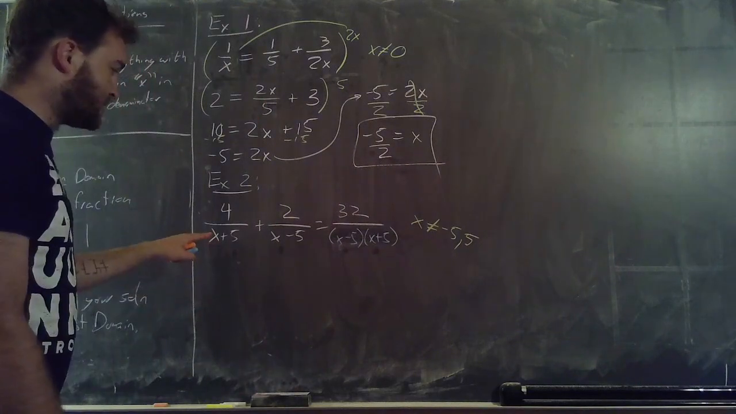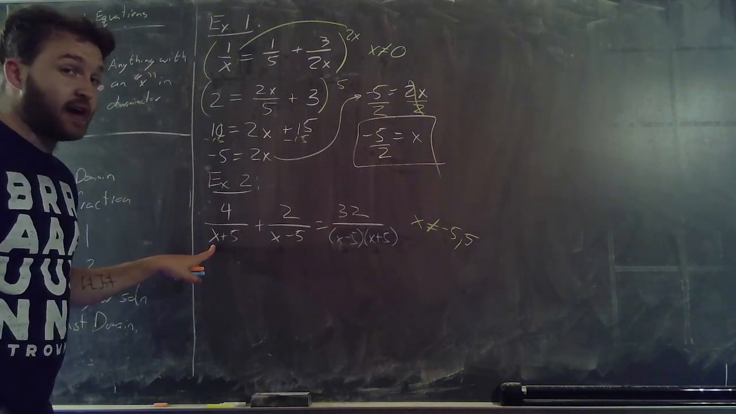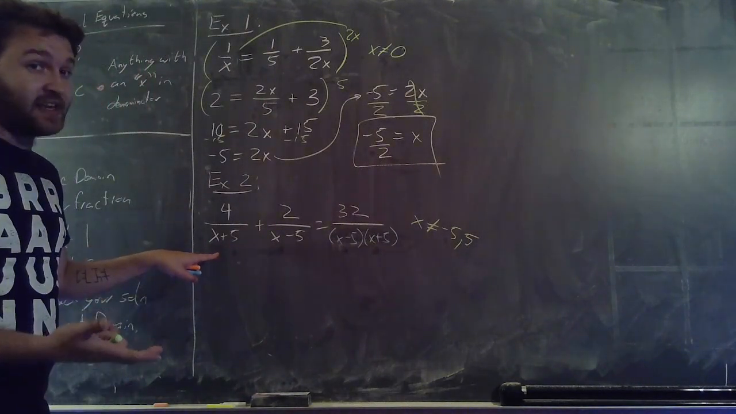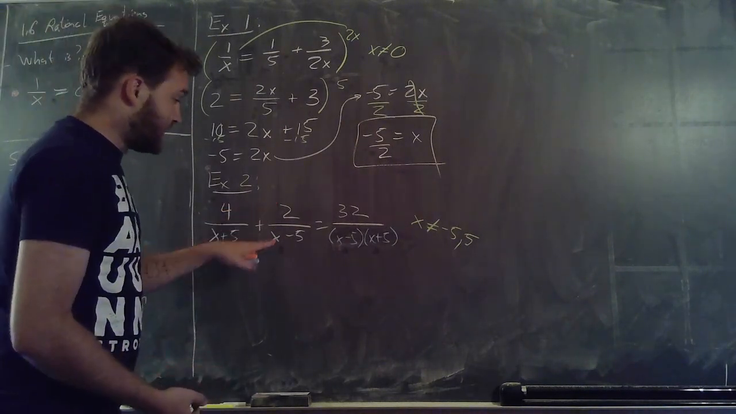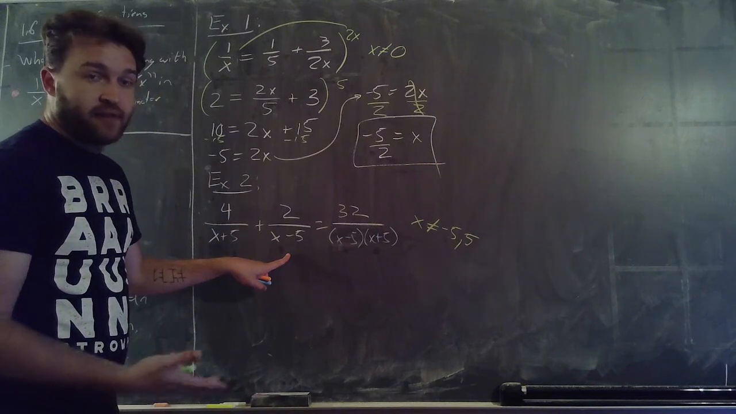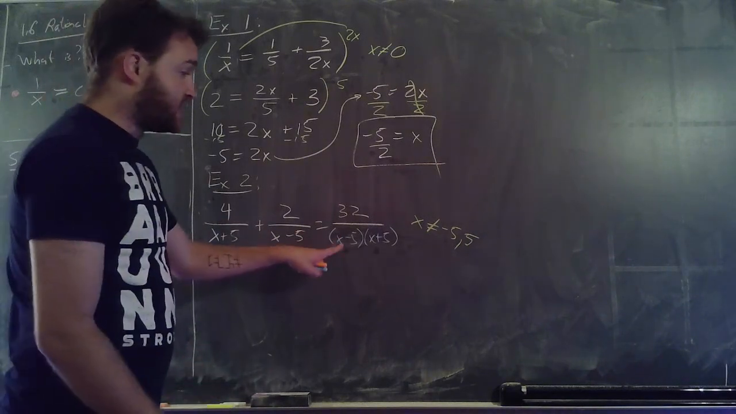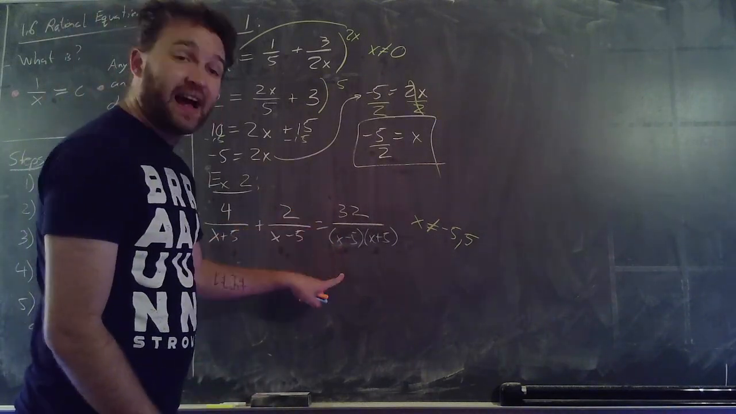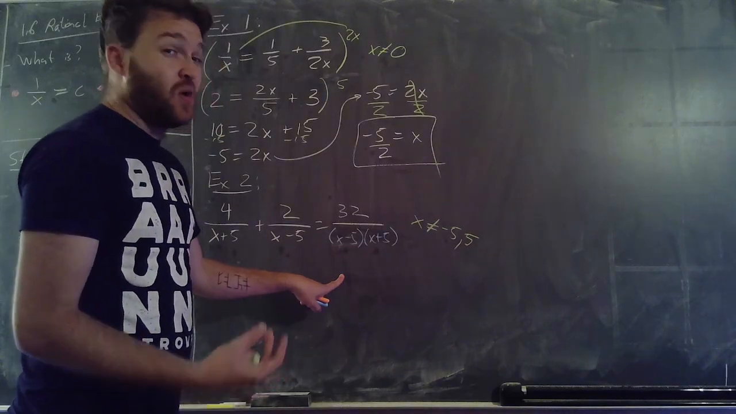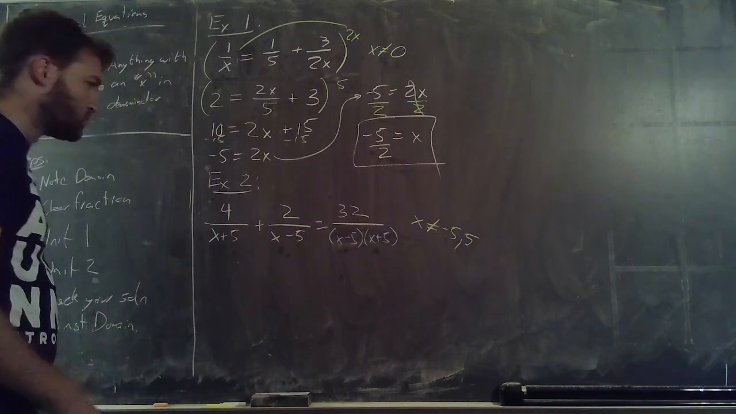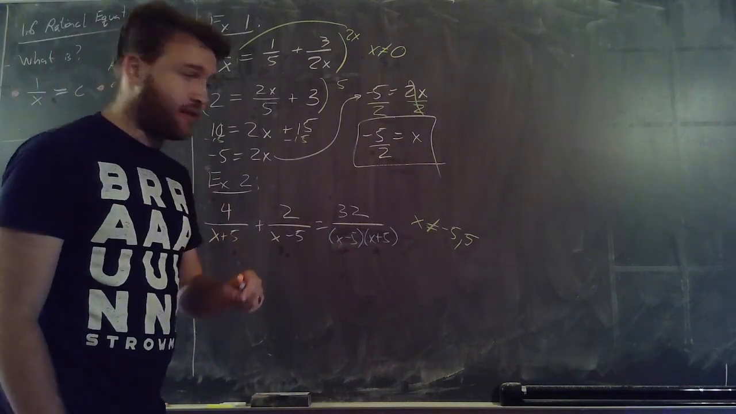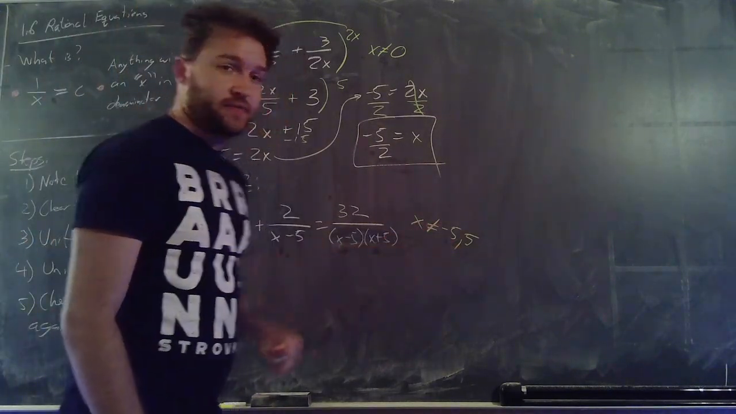Because notice if I plug 0 into this denominator, I get +5. That's 4 divided by 5. I can do that. We don't like to do that, but I can. If I plug in 0 here, that's 2 divided by -5. Again, I can do that. If I plug 0 in here, that's 32 divided by -25. We really don't like to do that, but I can do it if I have to. So the 2 numbers I'm not allowed to have are -5 and +5.